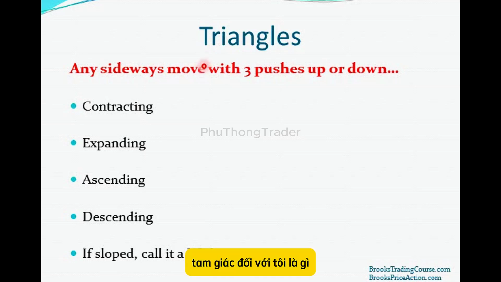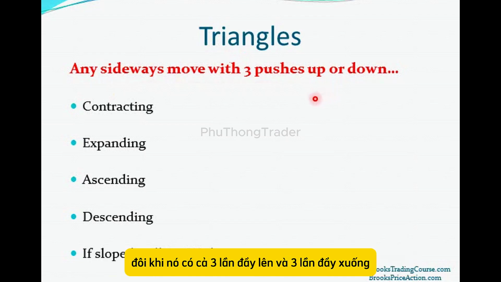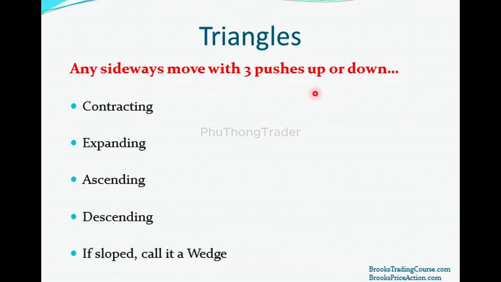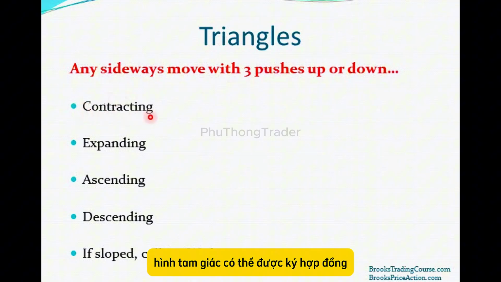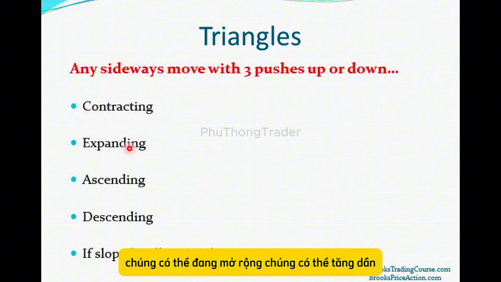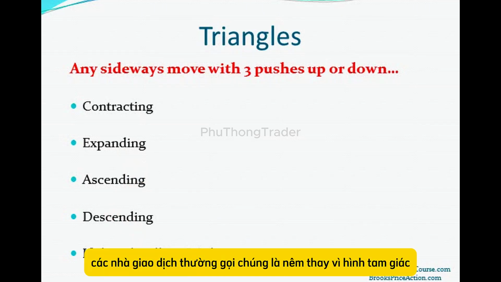What is a triangle? For me, it's any sideways move with 3 pushes up or down. Sometimes it has both 3 pushes up and 3 pushes down. It's a type of channel. You can draw a line above and a line below. Triangles can be contracting, they can be expanding, they can be ascending, they can be descending, and if they're sloped sufficiently, traders usually call them wedges instead of triangles.